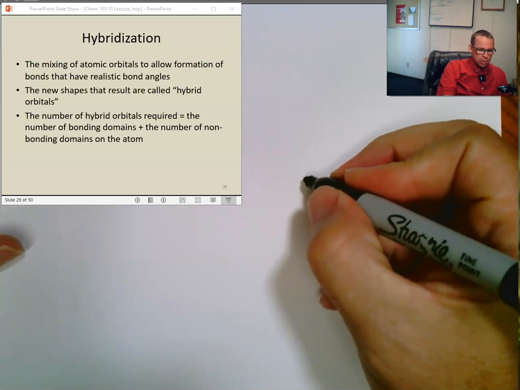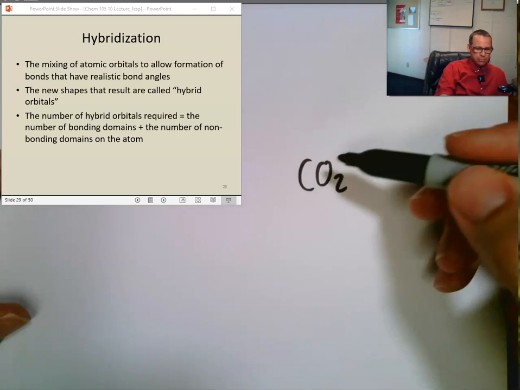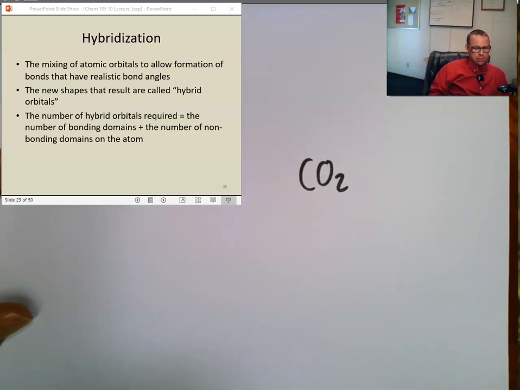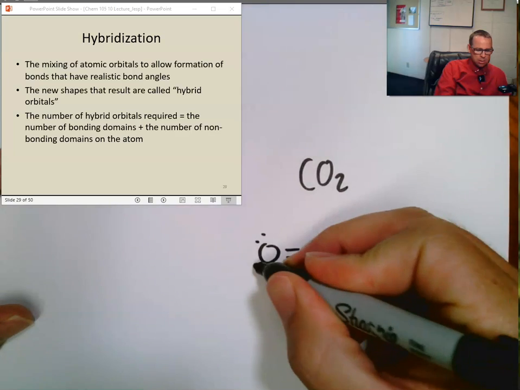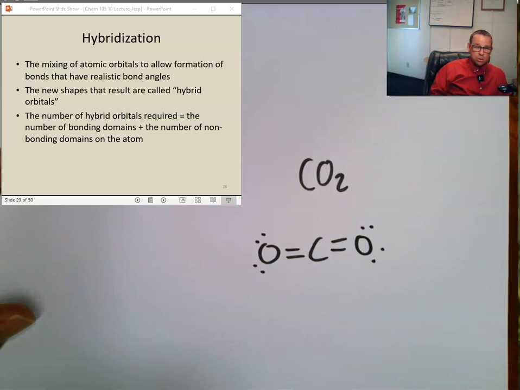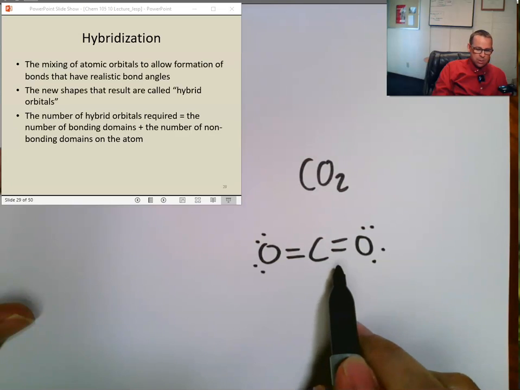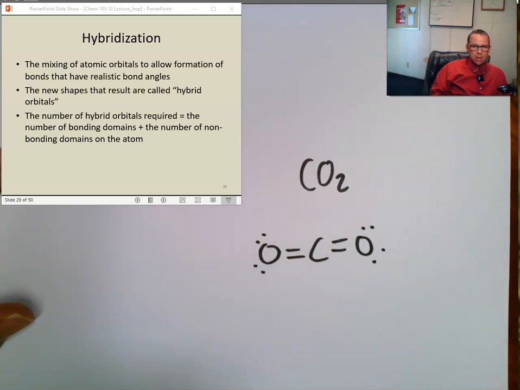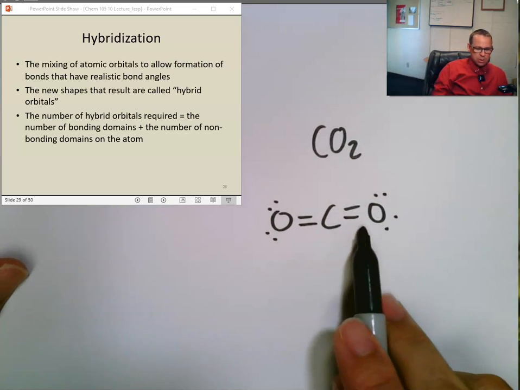So, here's a compound, carbon dioxide. How many hybrid orbitals are needed for the carbon in this compound? 2, that's right. Now, he knew that because he knew that the Lewis dot structure looks like this. Carbon, central atom, and then there's 2 regions of electron density. So carbon needs 2 hybrid orbitals to extend here.